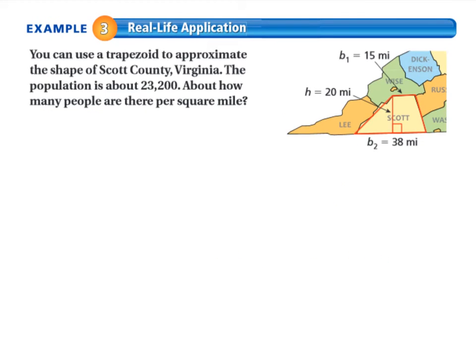All right, for example 3, it says you can use a trapezoid to approximate the shape of Scott County, Virginia. The population is about 23,200. About how many people are there per square mile? Well, first we need to figure out how many square miles this little county is here. So they said it's about the shape of a trapezoid. So we can use our formula for a trapezoid.